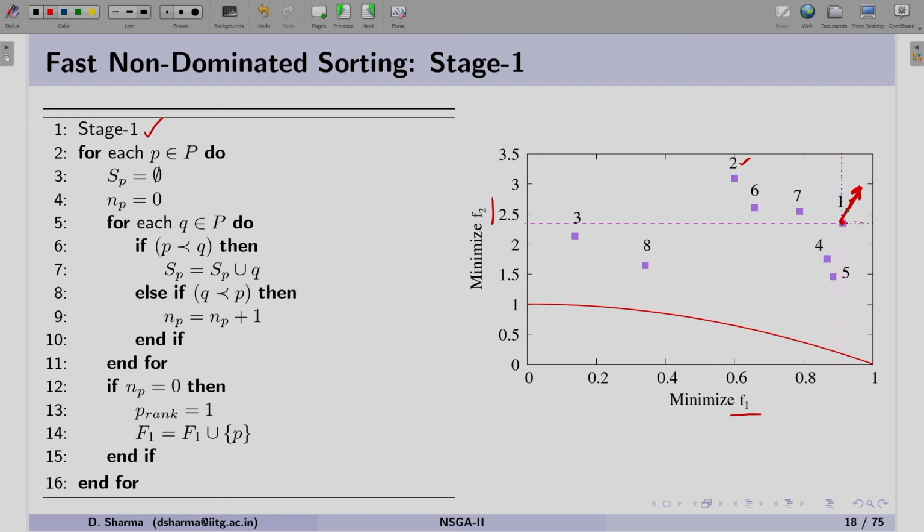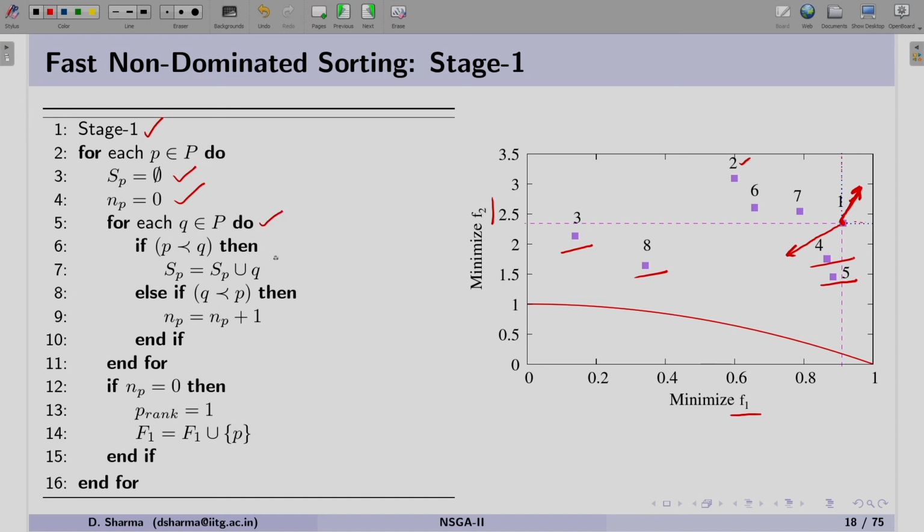Similarly, we also made our understanding for a 2 objective problem that if we take solution 1 as our reference and look into the third quadrant, the solutions lying in the third quadrant are those solutions that are dominating solution 1. Looking at the figure, we can see that solutions 3, 4, 5 and 8 all are dominating 1. So in this case, in step number 3, we are assuming S1 is an empty set and N1 is 0.